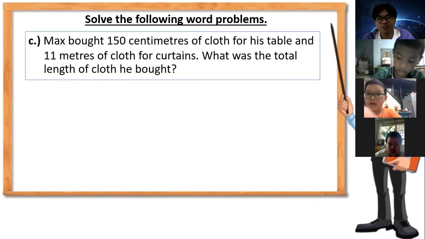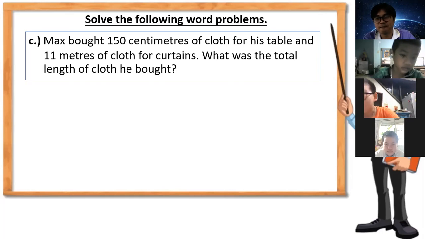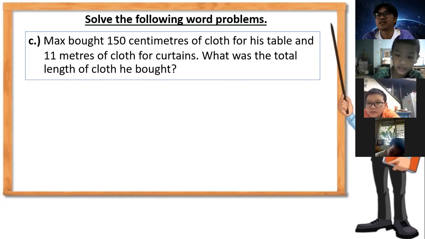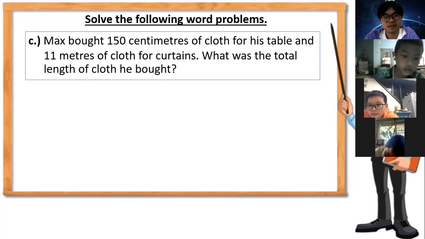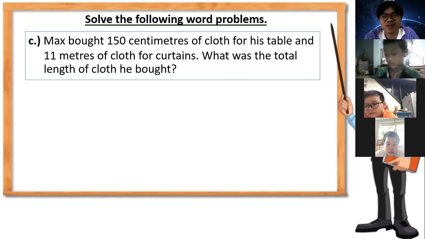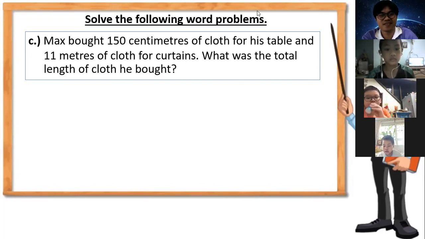Okay. Fresh, can you read problem letter C? Max bought 150 centimeters of cloth for his table and 11 meters of cloth for curtain. What was the total length of cloth he bought? Okay. Thank you, Fresh. Now, what is the operation here? Is it plus, minus, times, divide in this problem? What do you think?